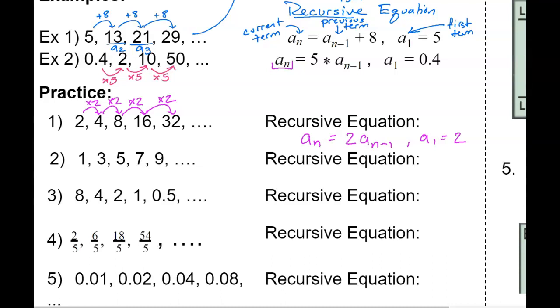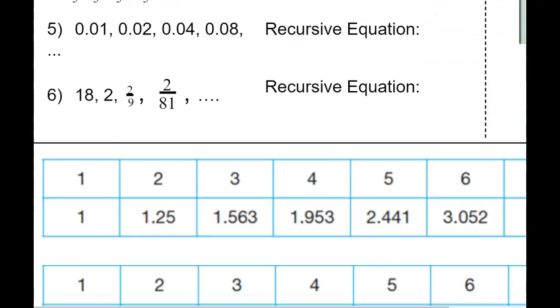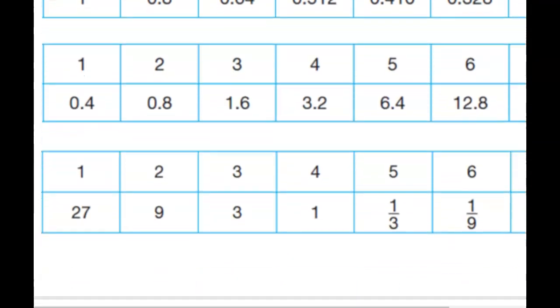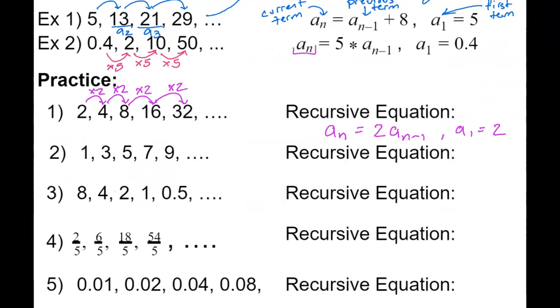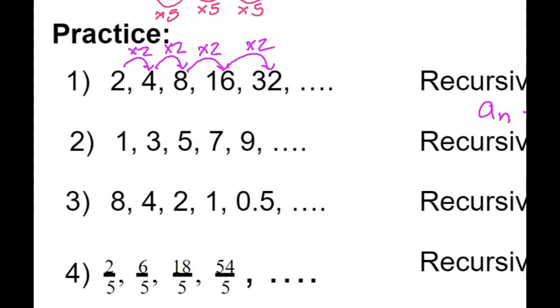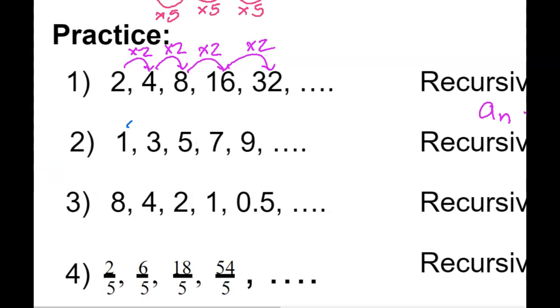Let's try another one. What's happening in number 2? This time we're adding 2 to go from 1 to 3 to 5 to 7 to 9, plus 2, plus 2, plus 2, plus 2. And by the way, we always need to be doing the same operation.